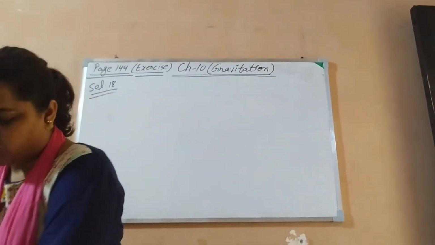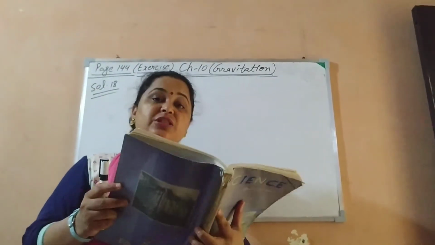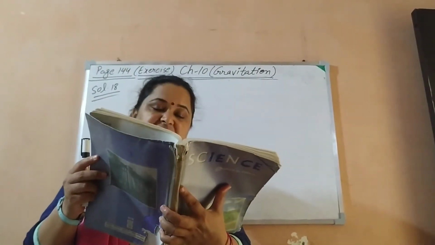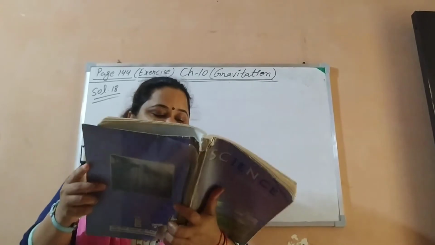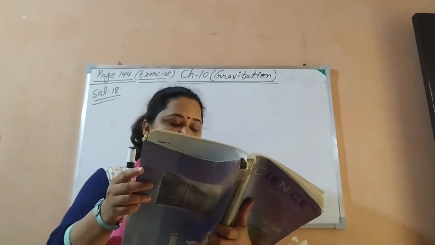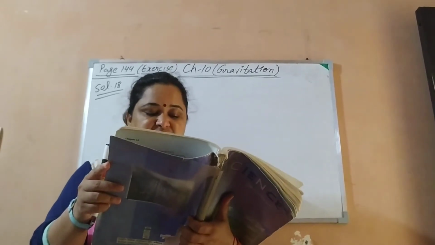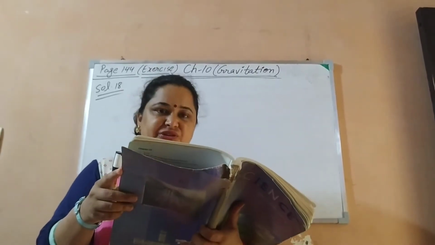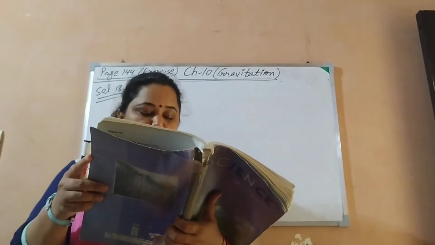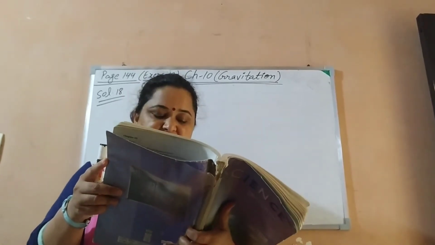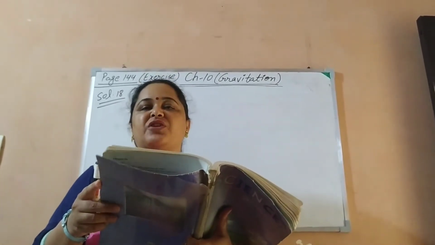So let's do that question. We are doing question number 18 on page 144 of your NCERT book. The question is: a ball is thrown vertically upward and returns to the thrower after 6 seconds. Find the velocity with which it was thrown, second, the maximum height it reaches, and its position after 4 seconds.